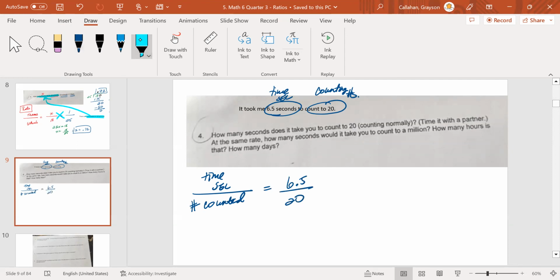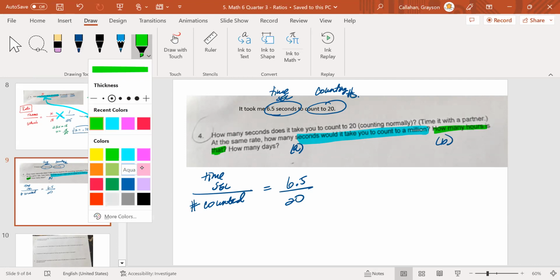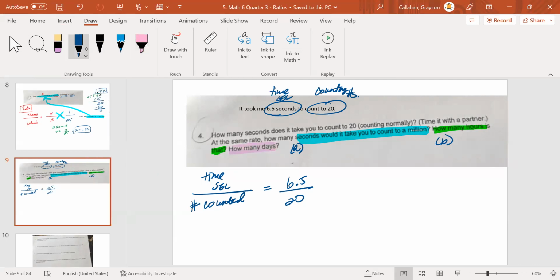So then this question breaks it down. How many seconds will it take you to count to 1,000,000? That's your first part. That's part A. Do you see that? How many hours is that? That's part B. Do you see that? How many days? This is part C. Okay, we can answer that.